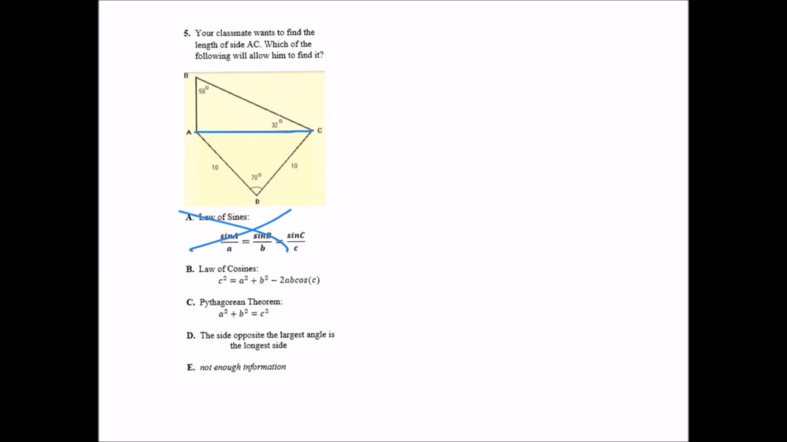And option C is actually out because you can't use the Pythagorean theorem when you have the measures of sides but they're not on a right triangle. So C is out. D would tell you which side would be largest or smallest, but that doesn't really help you when you're trying to find the actual measure of a side. And so it turns out the correct answer is B, the law of cosines, because you have enough information to complete the law of cosines with what you're given in the picture.